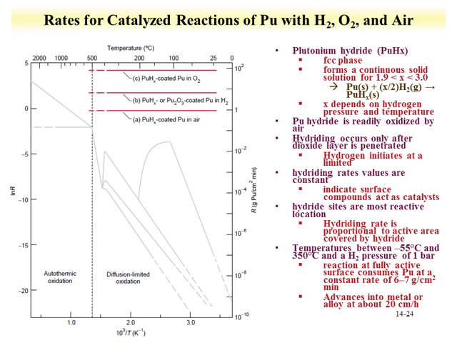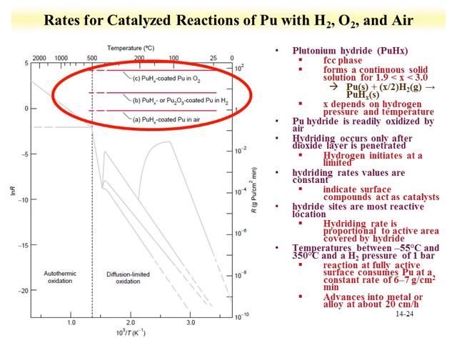We can also examine the oxidation of plutonium as a hydride species. Here we see the rates for the oxidation of plutonium hydride coated plutonium, and this oxidation is done in air. A hydride of plutonium, or the three oxidation state, three oxide coated plutonium in hydrogen. So in other words, this is a formation of the hydride. And then here's the plutonium hydride coated plutonium in oxygen.